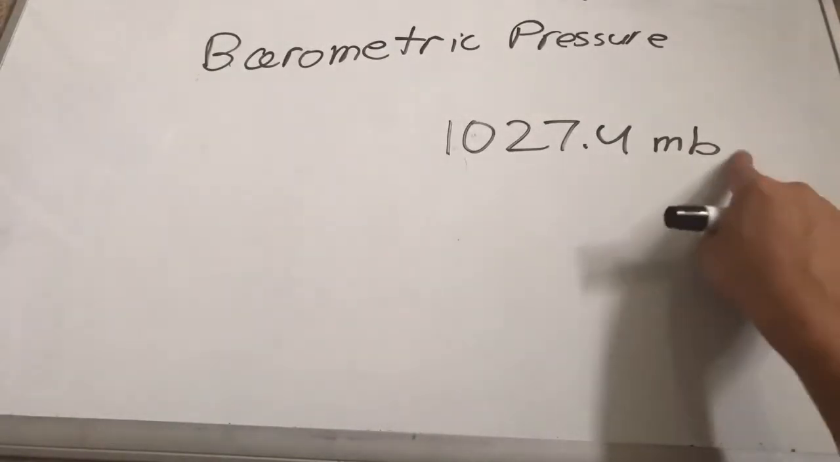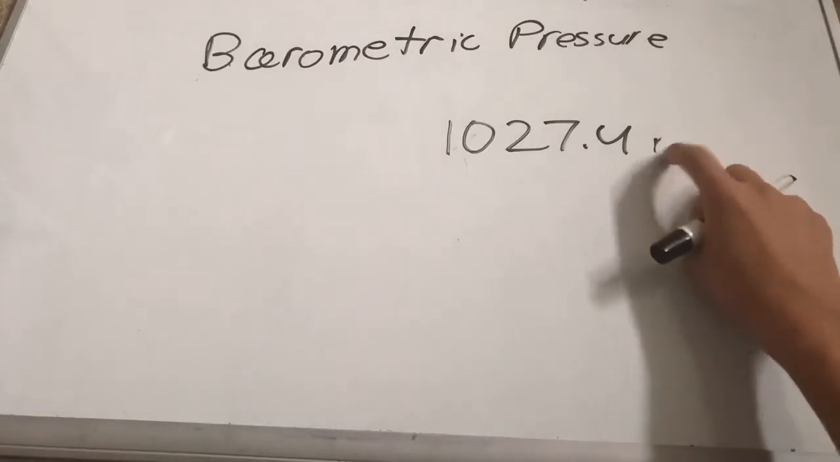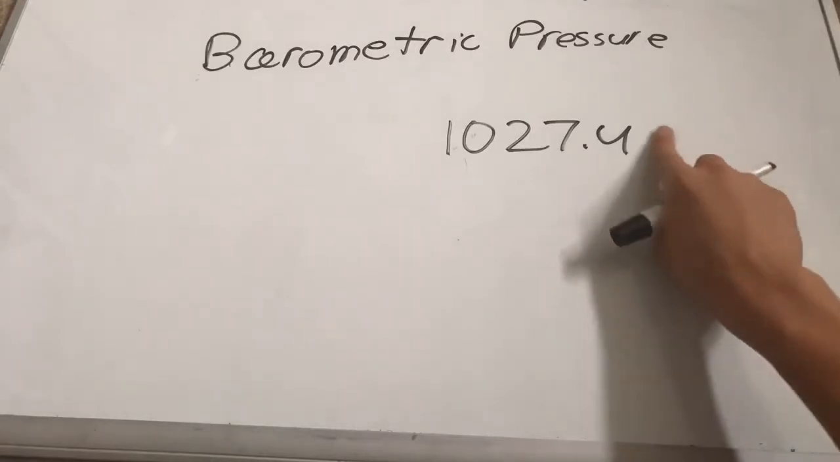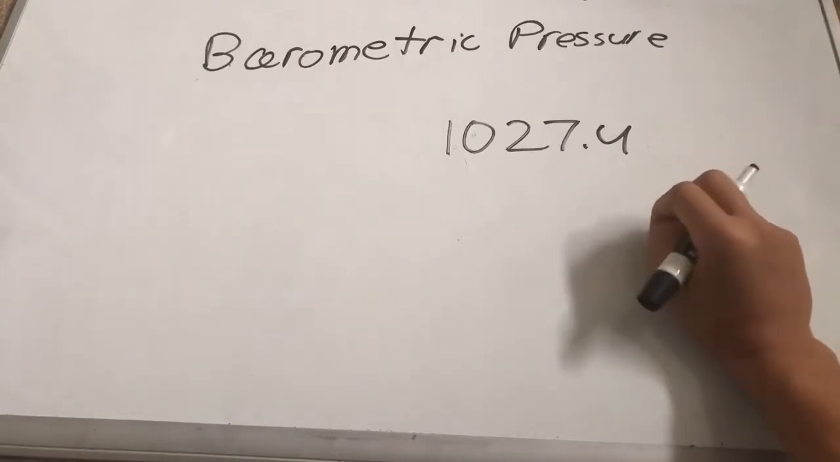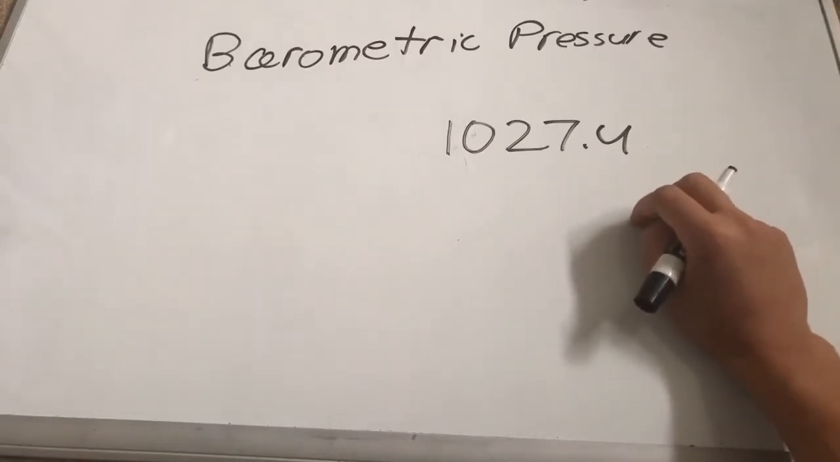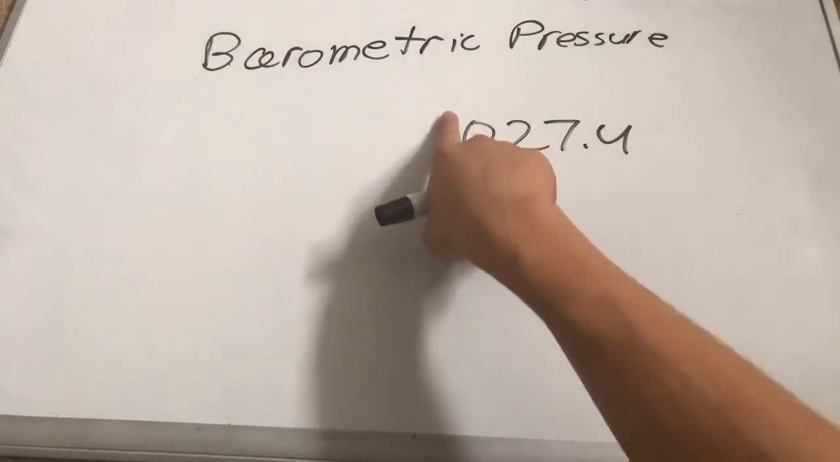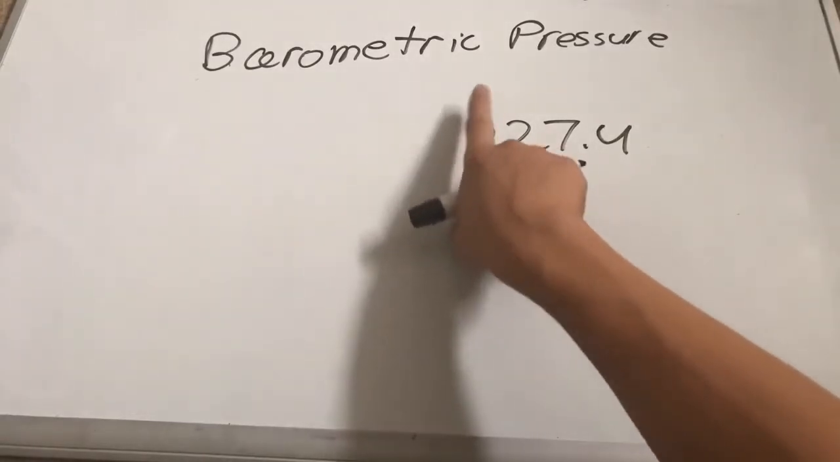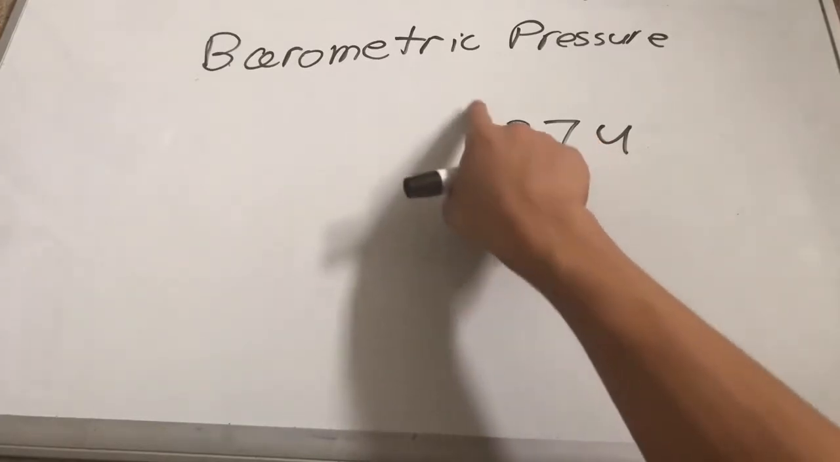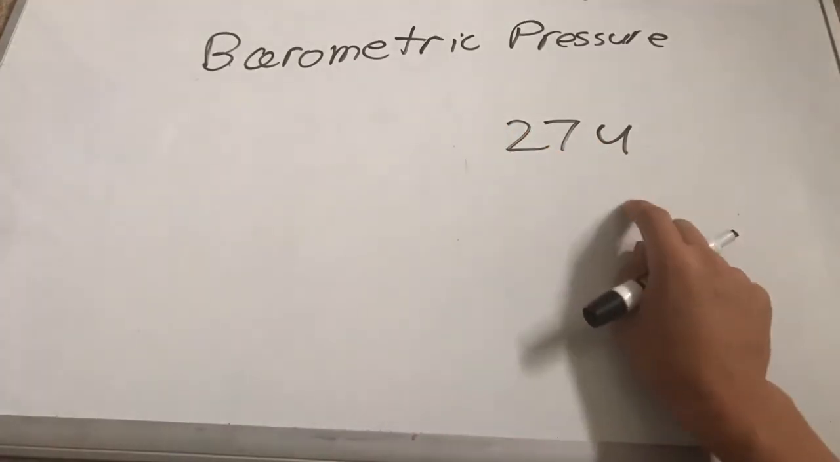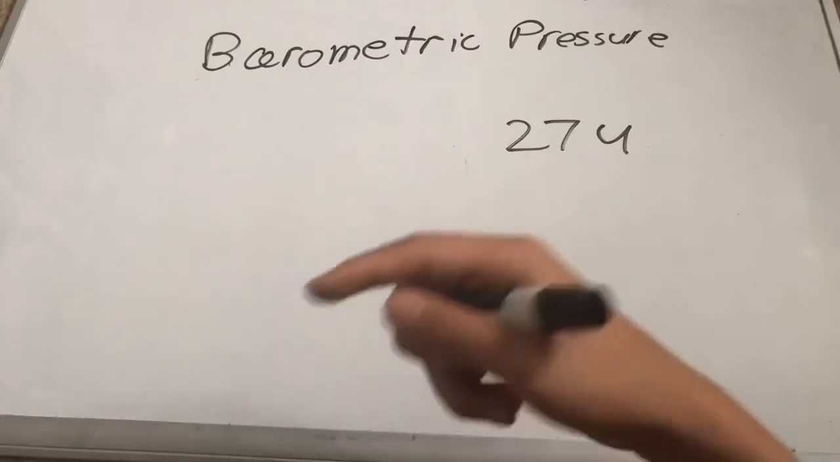First, erase the units. By the way, there are no units on the station model, so there are no miles per hour, there are no degrees Fahrenheit, and no millibars, so erase the units. Then you want to erase the front 2 digits, which will most likely be a 10, and then erase the decimal point. And this number, 274, is the number you would write on the station model.